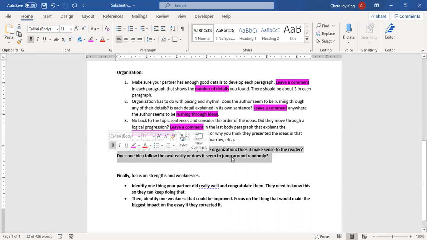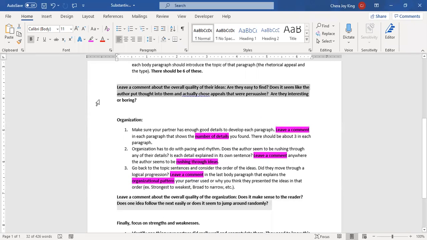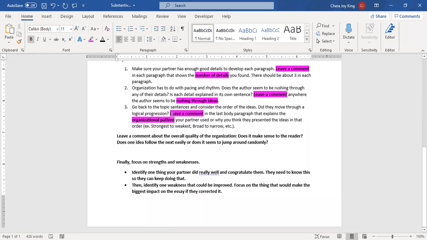At the end, leave a comment about the overall quality of the organization. Does the organization make sense to you? Does one idea follow easily to the next, or does it seem to jump around randomly? You can put this comment and this comment either at the end of their document, maybe change the font color so that it's easier to see, or like I said, you can put it on the discussion board when you post their document. You can just answer these right on the discussion board.